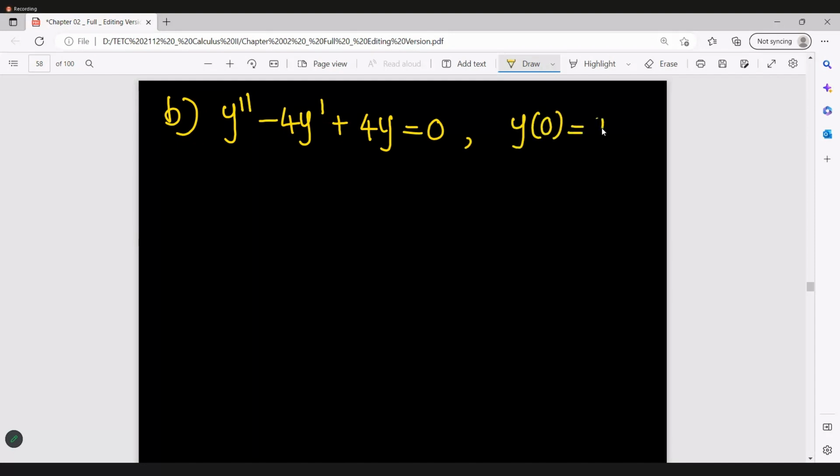Okay, so let's do the part B of the sixth question. So the problem is given as y double dash minus 4y dash plus 4y is equal to 0. So here y0 is equal to 81. Y dash 0 is equal to 39.